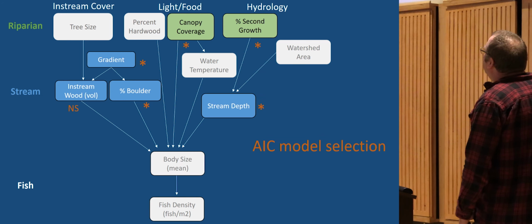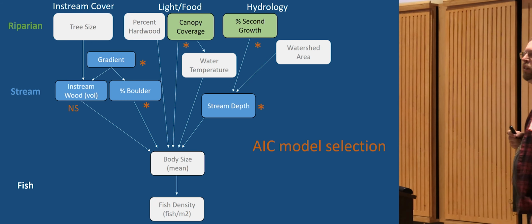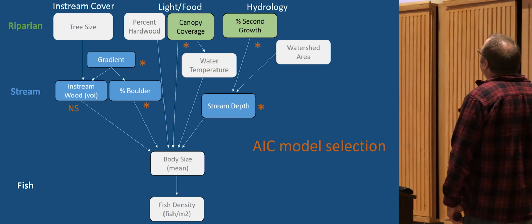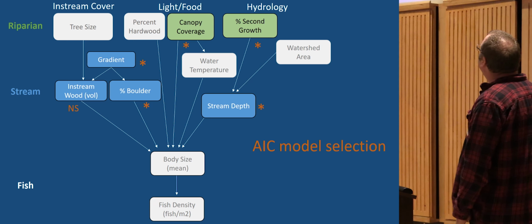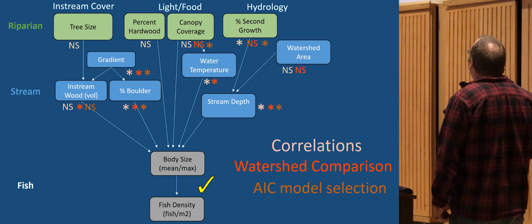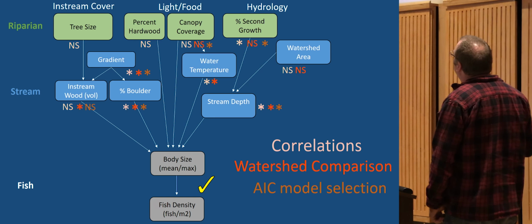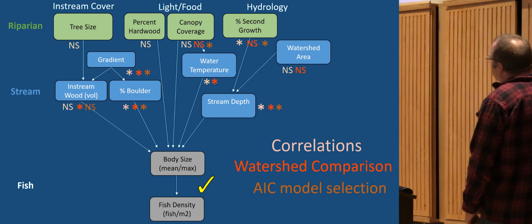So we'll just come back to our model: higher gradient streams, lots of boulders are doing pretty well. Stream depth is probably the most important factor going on in our streams right now. Percent second growth got some support there, and then canopy had very minimal support, but more than in-stream wood. So here we bring everything together, and once again, this model tells us some of what we've seen here. Stream depth's important, lower water temperatures, high gradient streams doing pretty good, boulders doing good.